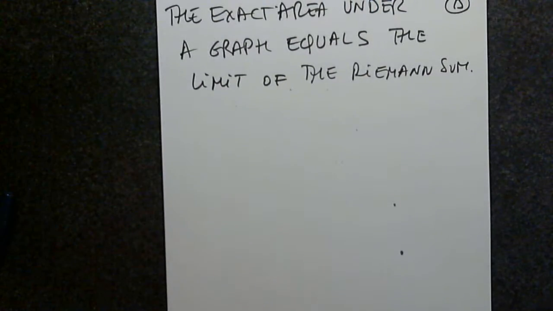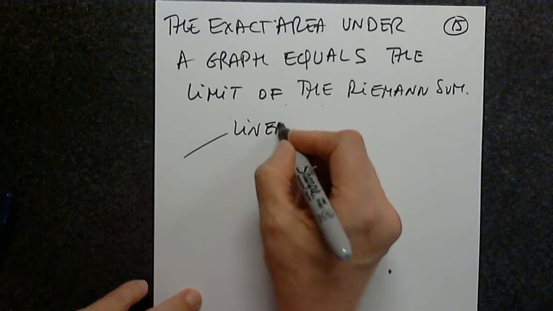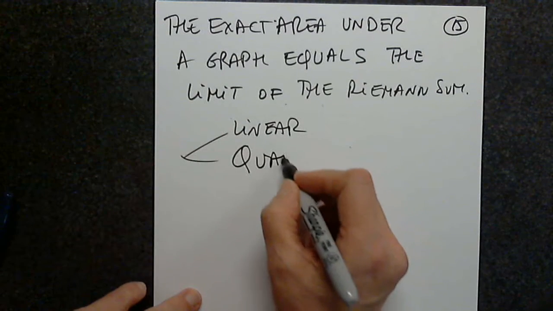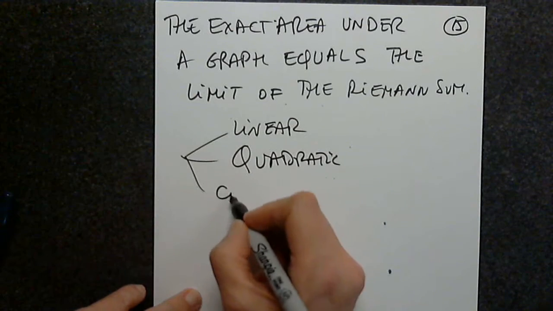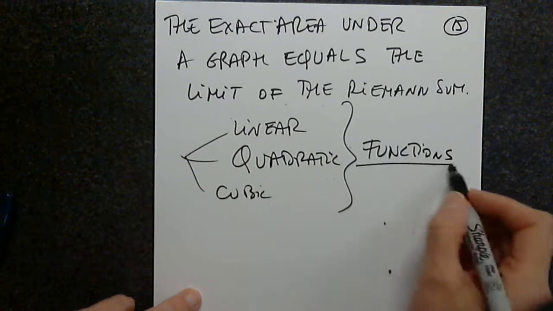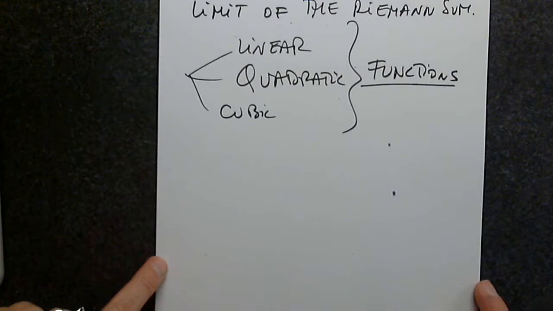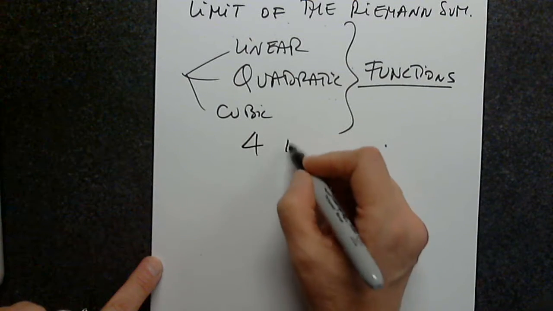So all we can do is find the limit of the Riemann sum for linear, quadratic, and cubic functions. Any linear, any quadratic, and any cubic function, we will be able to find the limit of the Riemann sum. However, not before we learn 4 different identities. Okay, 4 identities.